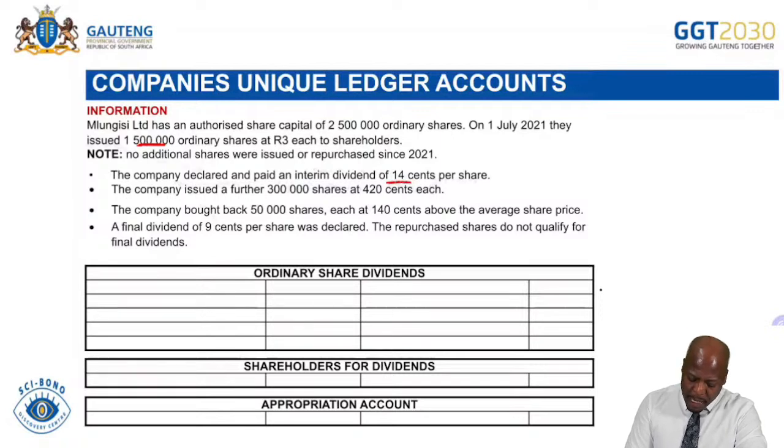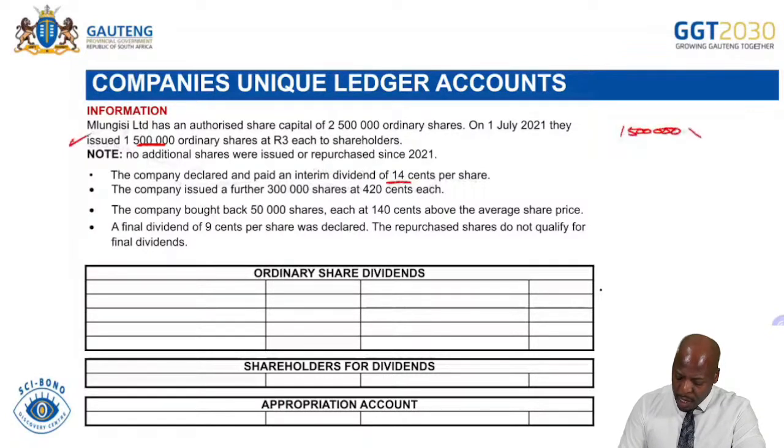We are told the company had issued how many shares? 1.5 million. So we're going to come here. You're going to have your 1.5 million. And they paid a dividend of what? 14 cents times 14 cents. And this is going to give you how much? 210,000.